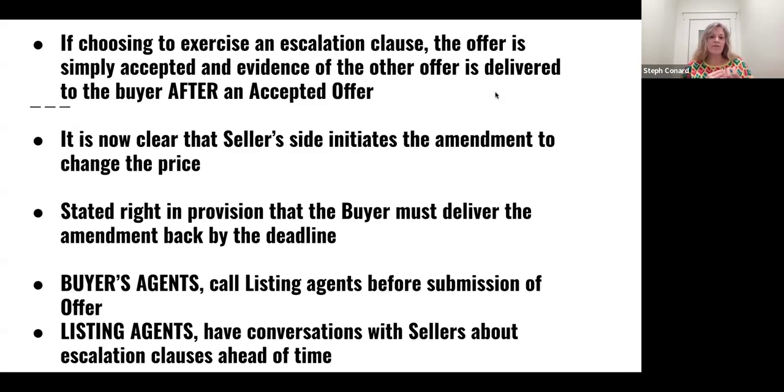So have conversations with your sellers about escalation clauses ahead of time, like whether or not your listing is going to be one that will generate multiple offers. You just want to prep them for that possibility, and that you might be going over that provision. Again, it's more just setting the stage, right? Whether or not you're going to be using the escalation clause, it's just nice to set the stage for the possibility ahead of time.